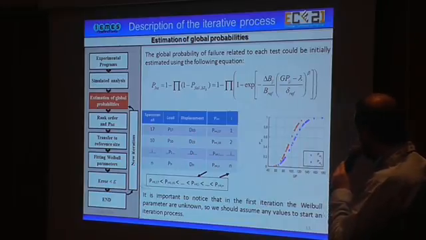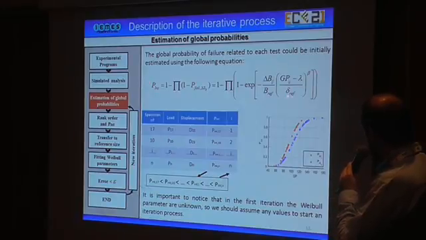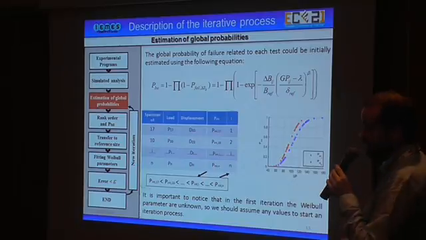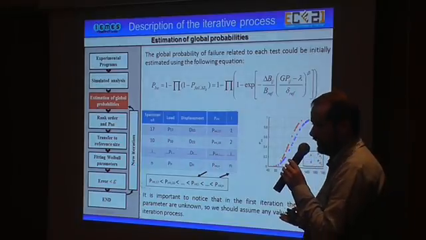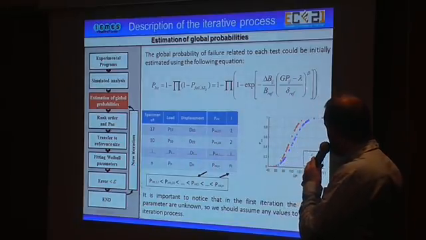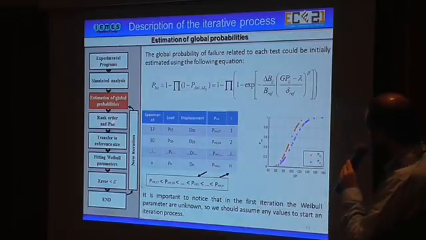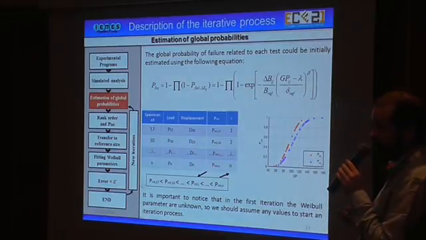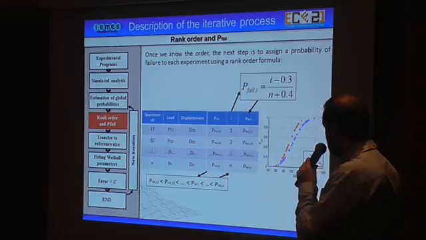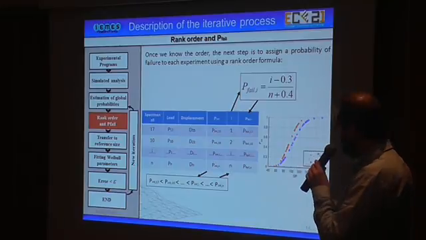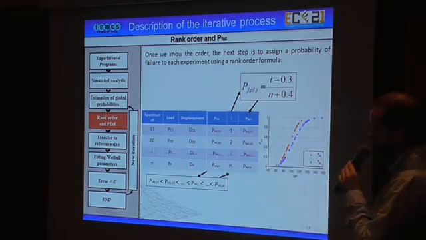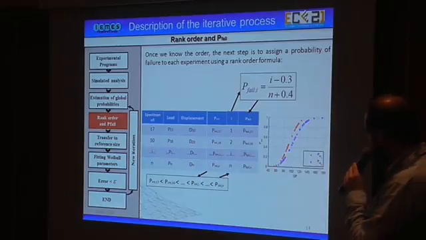And it's important to note that in this step, in order to calculate the global probability of failure, we need to know what the Weibull parameters are, and we don't know what their values are at this point. So we can assume them randomly and start the iteration process to obtain good values. After that, obviously, we can use the rank order formula that I showed you before and obtain the probability of failure, the real probability of failure for each component.